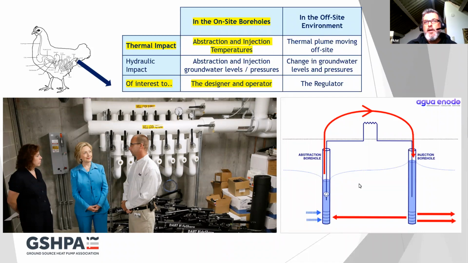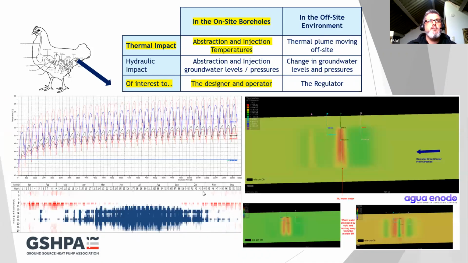So what can models tell us about this thermal interference? Well, the thermal interference from an on-site perspective is shown here in some of these modeling outcomes. This is a system in London. We've got the heating and cooling load over a year. You might be able to see this is each week of the year, and this is each hour of the day.